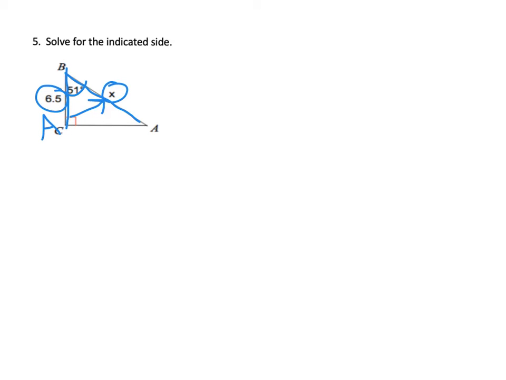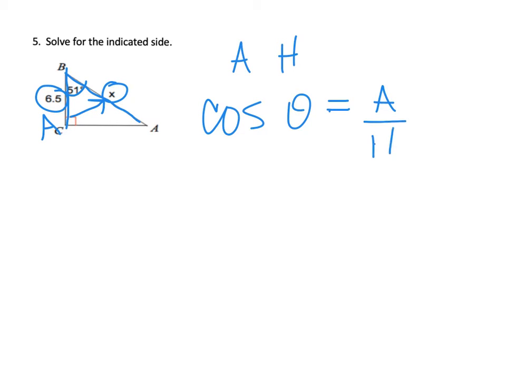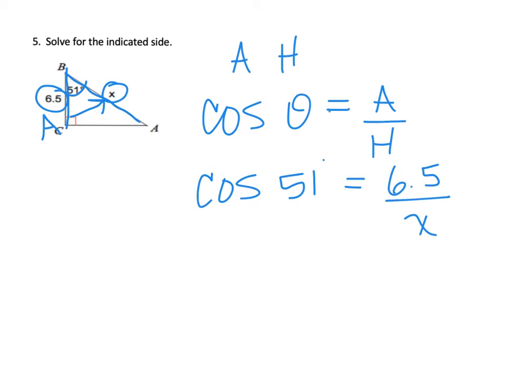So we have an angle, we have adjacent, and we have hypotenuse. So the trig ratio that we're going to use is cosine, because cosine of theta equals adjacent over hypotenuse. So cosine, and our angle, our theta, is 51 degrees, and that equals adjacent, which is 6.5, over hypotenuse, which is x. So we need to solve for x.